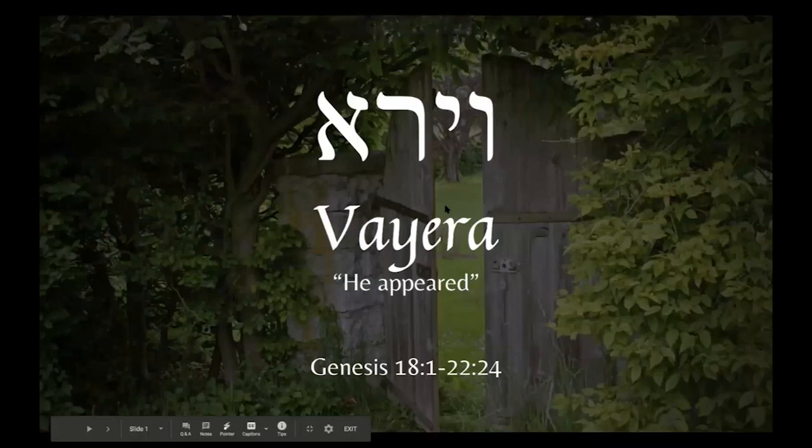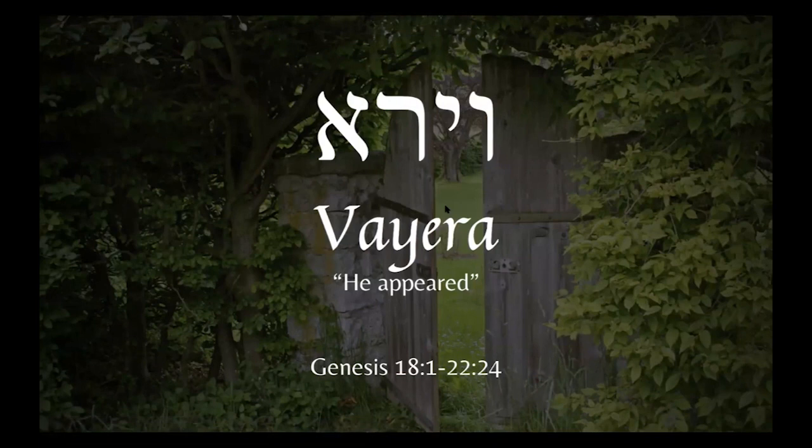Vayera is the name of our Torah portion, and Vayera means he appeared. And this Torah portion is found in Genesis chapter 18, verse 1 through 22-24.